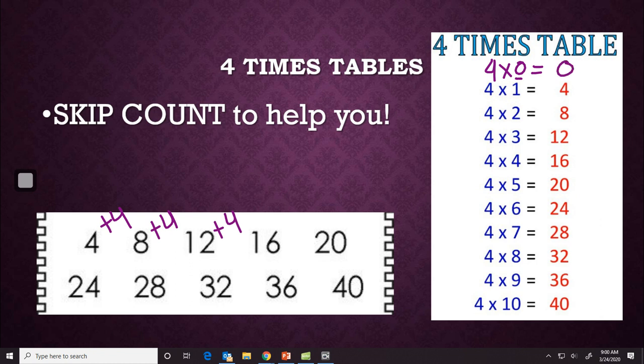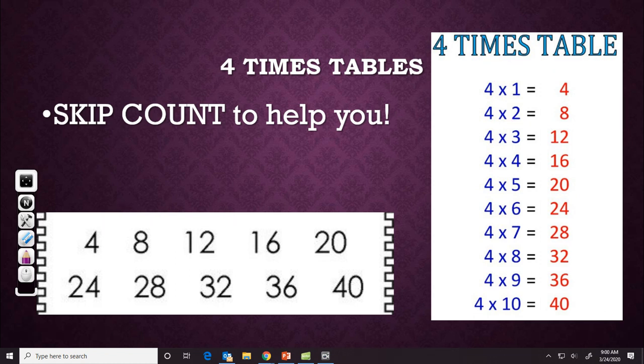I don't have any 4s. I have 4 one time. I have 4 two times. That's the same as saying 4 plus 4, and so on. Okay, so you can give that a try as well. You can even try drawing some arrays for these to help you.